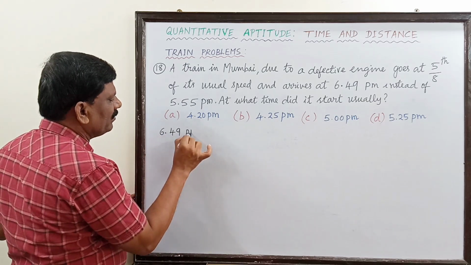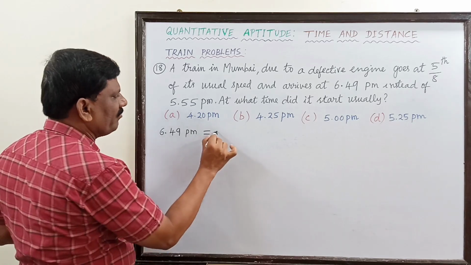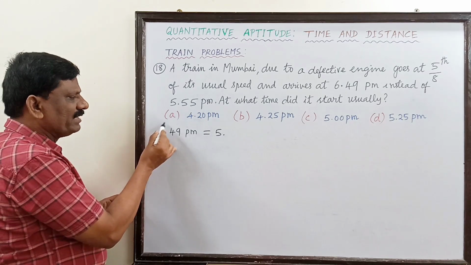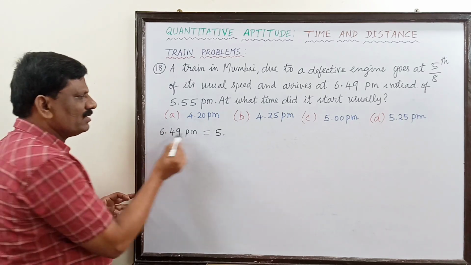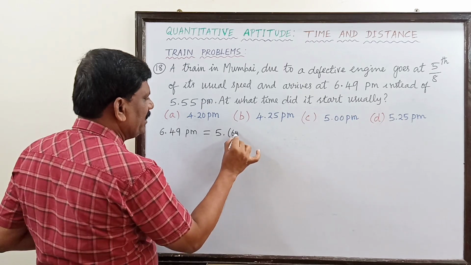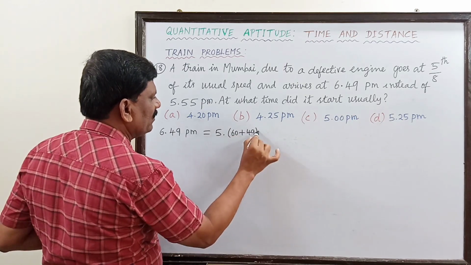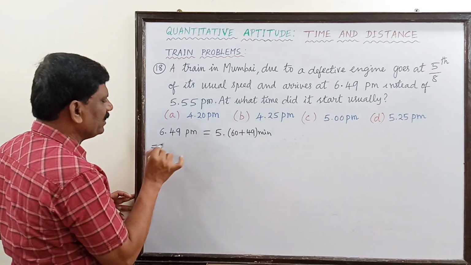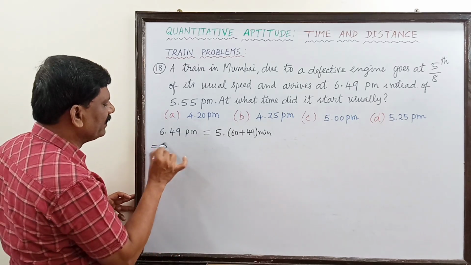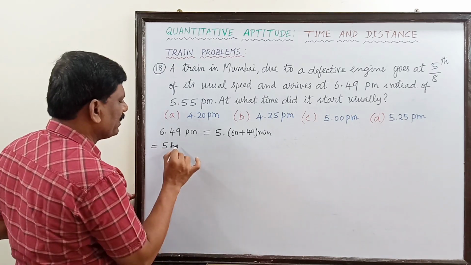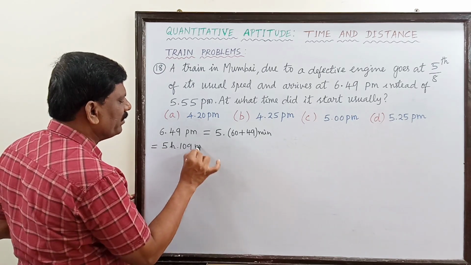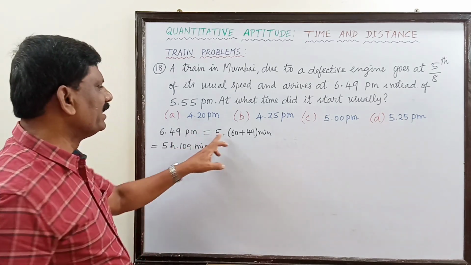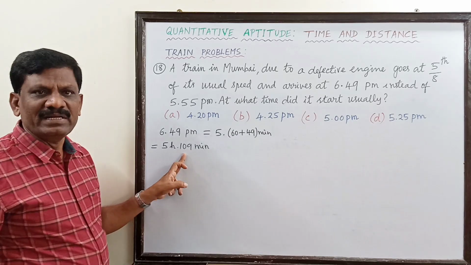6:49 p.m. can also be written like 5 hours. This 1 hour can be shifted to the right side into minutes. So this will be 60 plus 49 minutes. So this is also equal to 5 hours and 109 minutes. So 6 hours 49 minutes also can be written as 5 hours 109 minutes.